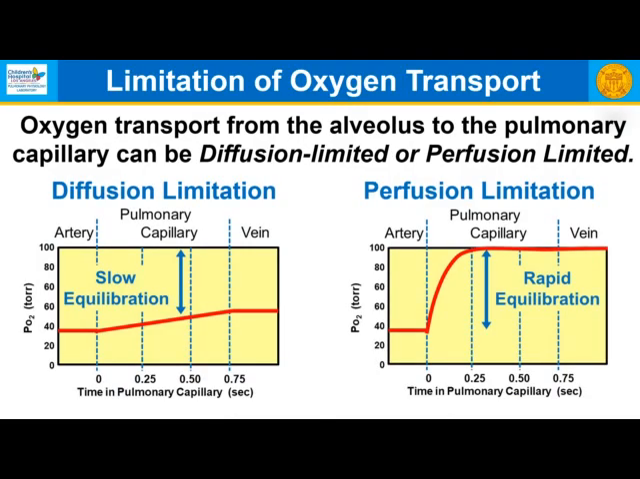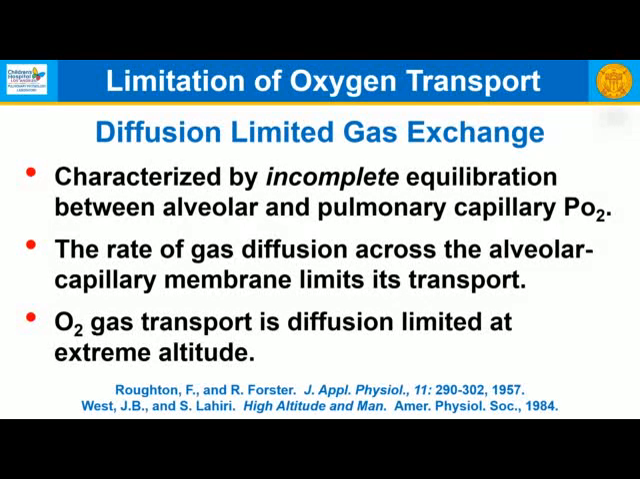Oxygen transport from the alveolus to the pulmonary capillary can be diffusion limited or perfusion limited. That is, the question is what limits oxygen transport? Diffusion limited is shown here, perfusion limited is shown here. Diffusion limited gas exchange is characterized by incomplete equilibration between alveolar and pulmonary capillary PO2s. The rate of gas diffusion across the alveolar membrane is what limits its transport. That's the major impediment. O2 transport, even in normal lungs, is diffusion limited at extreme altitude, but not at sea level.